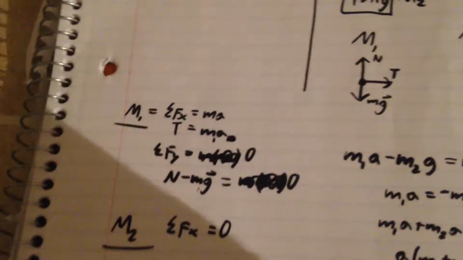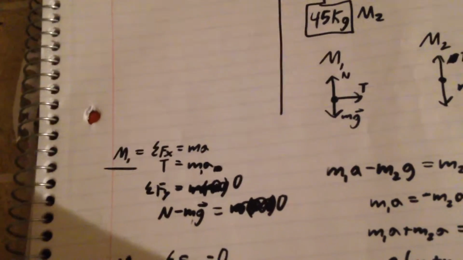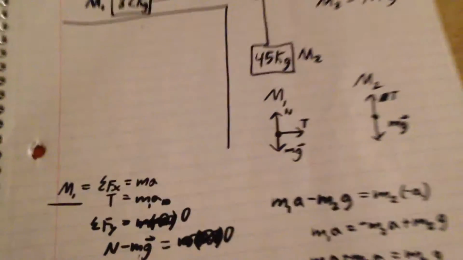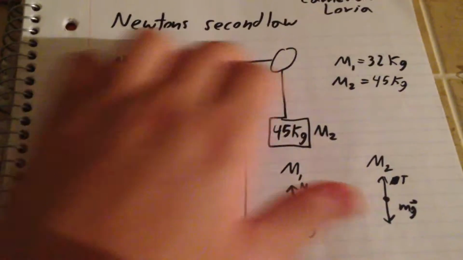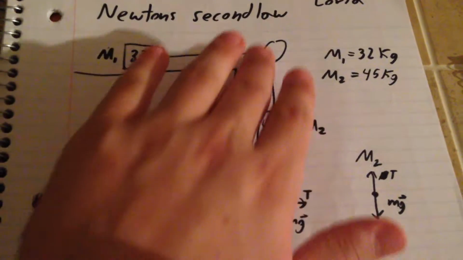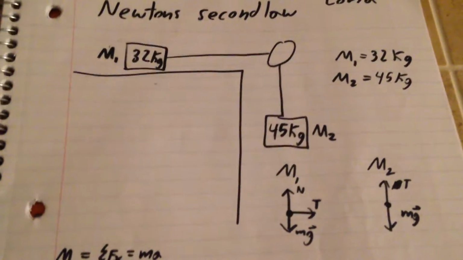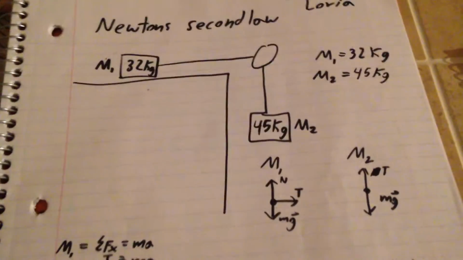And this results in both masses having the same magnitude of acceleration, but just in different directions. So the acceleration might be the same, it's just happening in different directions, since it's the same string. And that would be it.